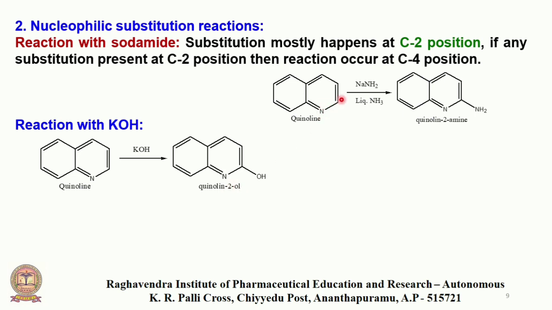The nitrogen has a strong electron-withdrawing effect on this carbon atom. So this carbon is more electron deficient. That's why the nucleophile easily attacks the C2 position of quinoline.